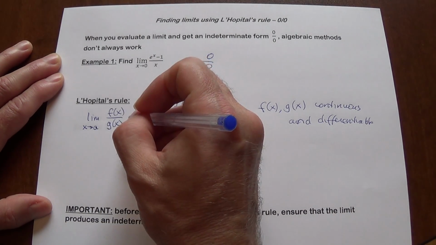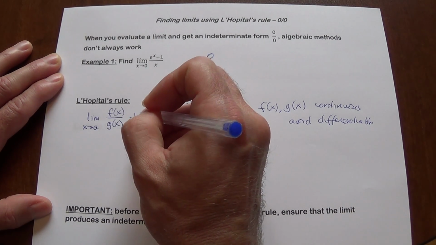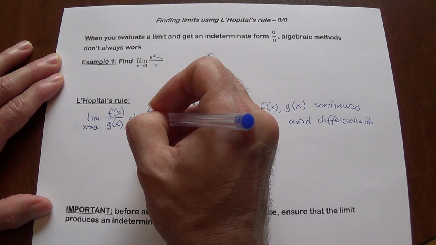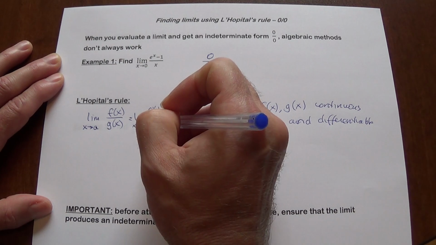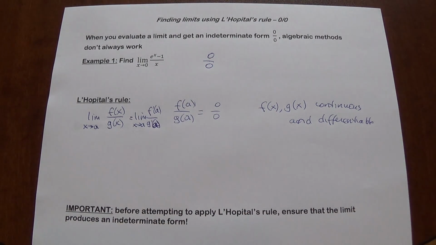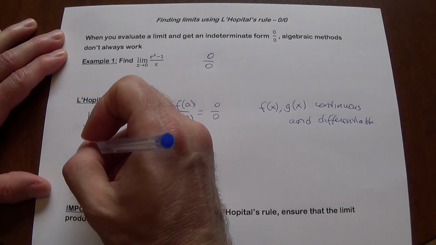So what you can do then is you can make this equal to the limit as x approaches a of f prime of x divided by g prime of x. Please, please, please be very careful. This is not the derivative of the function that you have there. It's the derivative of the numerator divided by the derivative of the denominator. Okay?